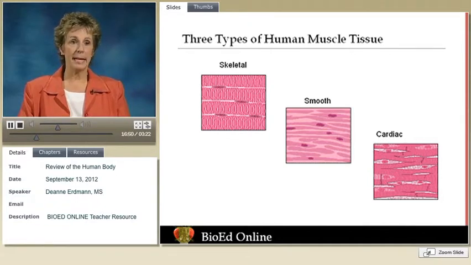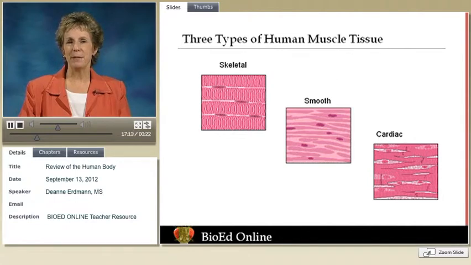Cardiac muscle has the banding like skeletal muscle, but like smooth muscle, it's involuntary. It has interbranching fibers and is usually just one nucleus per cell. And these interbranching fibers are part of what give the resiliency to cardiac muscle and allow it to continue to contract, usually 60 to 70 beats per minute, if we're lucky, for a lifetime.